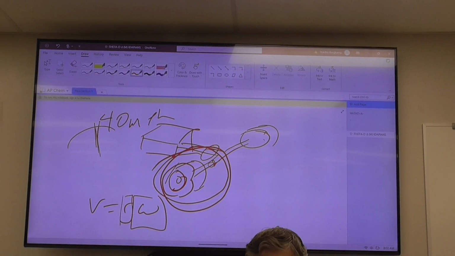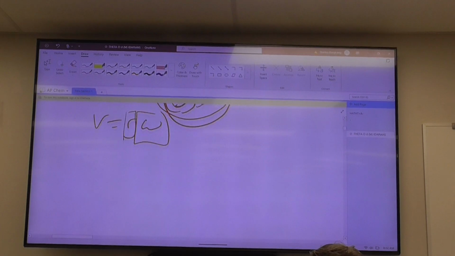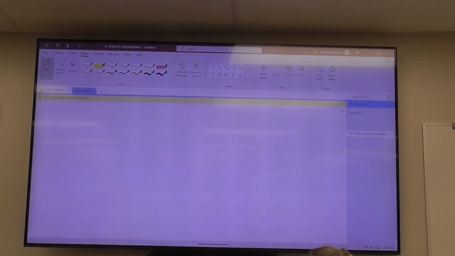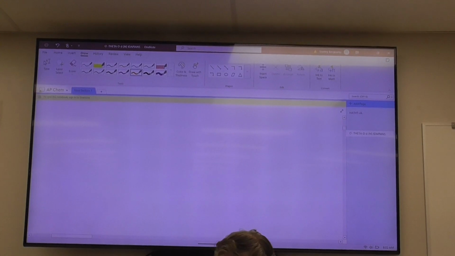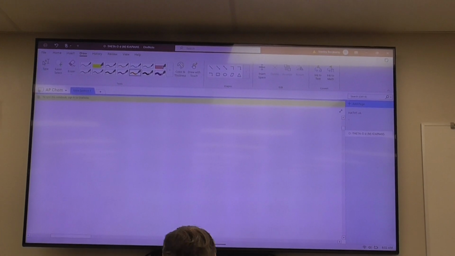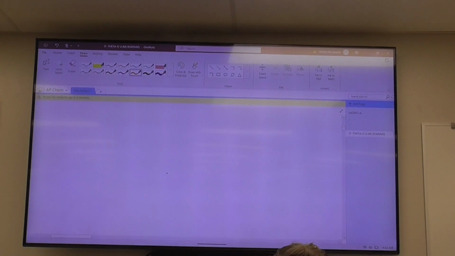Okay, now, speaking of speed. Let's say that I'm going to spin my arm around like this. All right? So here's my arm.